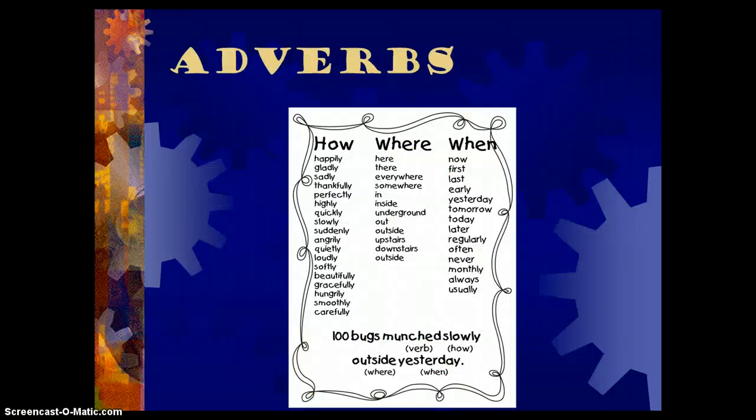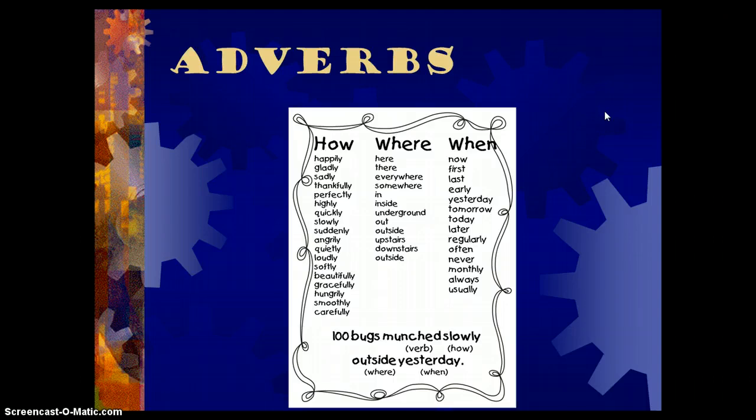Adverbs, if you remember, are describing verbs. So how, when, and where. These are some examples that would help you think about adverbs. So here are some how adverbs. Happily, gladly, sadly. If you notice, a lot of these end in ly, and that is common. Most adverbs do end in ly. So remember that. But there are also some others that answer when and that answer where. And those are some there.